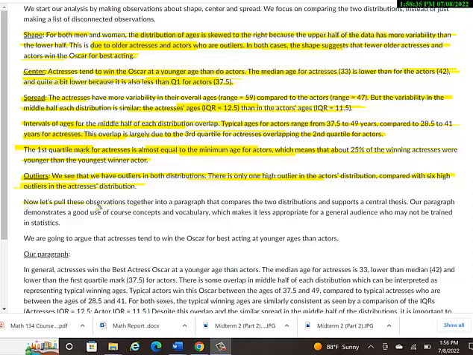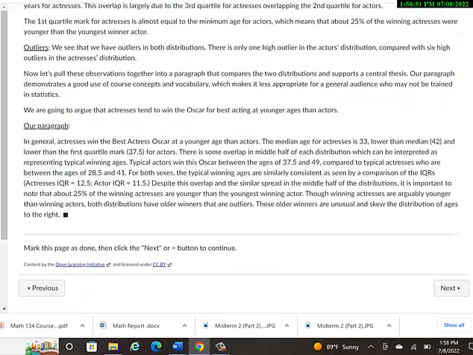Now let's pull these observations together into a paragraph and compare the two distributions. In this paragraph, it's going to be argued that actresses tend to win Oscars for best acting at younger ages than actors, which I bet we can all agree seems that way from the data. Here's our paragraph. In general, actresses win the best actress Oscar at younger ages than actors. The median age for actresses is 33, lower than the median for actors, 42, and lower than the first quartile mark for actors, 37.5.